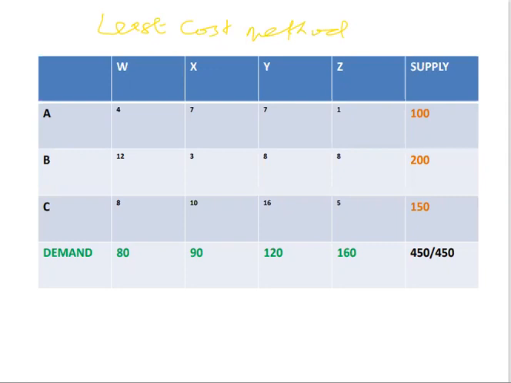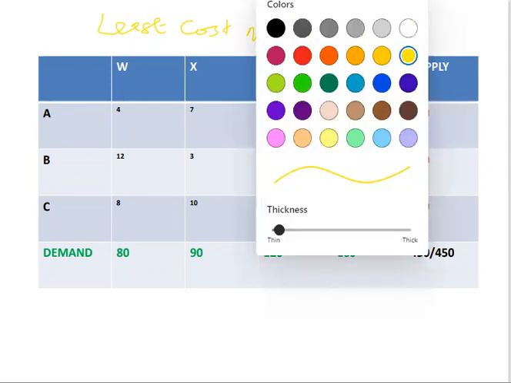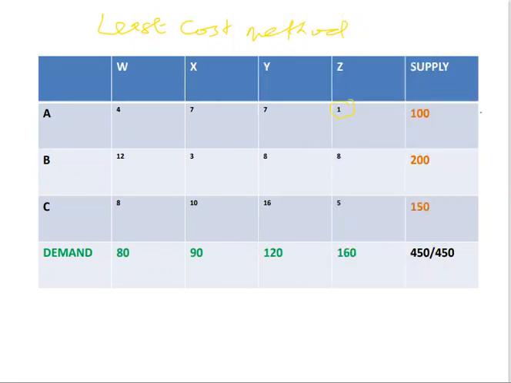All right, what is the lowest cost? 1. Where do we have the 1? Which cell? AZ. So we have the least cost here. Can you see the least cost? Yeah. All right, can you see the least cost now? We have it here. This is the least cost.